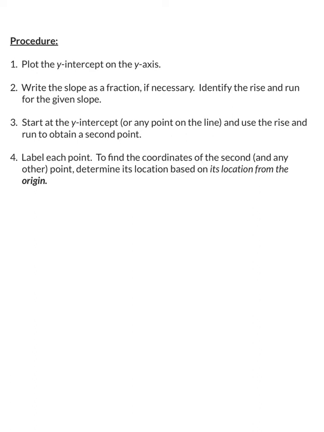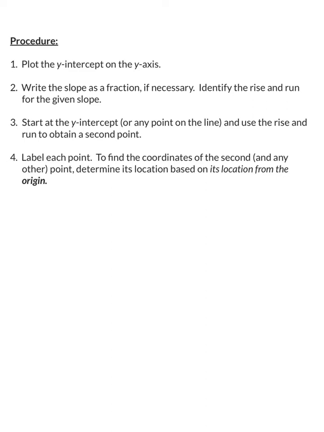So our procedure in order to graph lines in slope-intercept form, we want to start by plotting the y-intercept on the y-axis. Remember, the y-axis is the one that goes up and down. We want to write the slope as a fraction if necessary and identify the rise and run for the given slope. From there, we want to start at the y-intercept, or technically any point on the line, and use the rise and run to obtain a second, third, fourth, however many points you want. From there, we want to label each point.